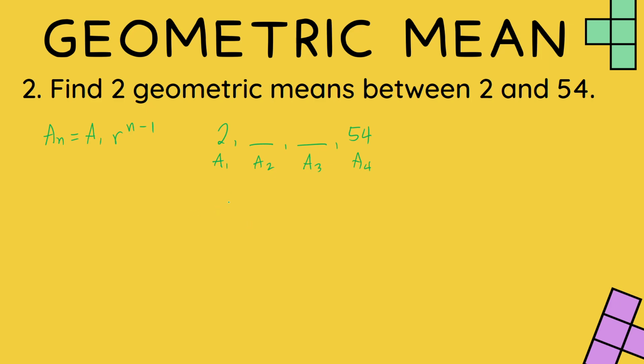So we now have our different missing terms. So we have a sub 1 is 2, our a sub n would be 54, and n, since we have already counted, it's 4. Then we now substitute. So a sub 1, a sub n is 54.